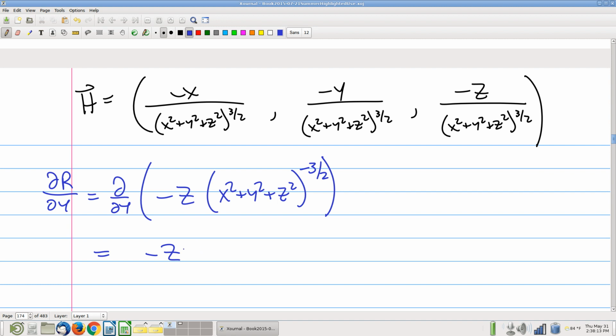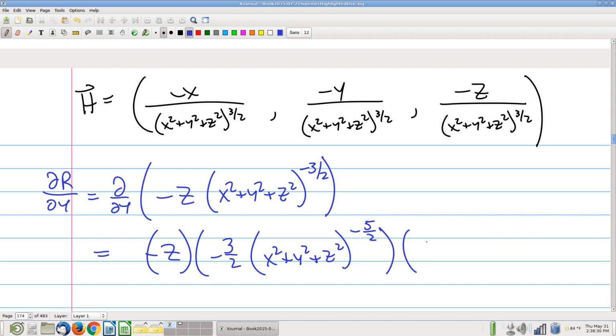The negative z just comes along for the ride because it's a constant. Now I have times negative 3/2 times (x squared plus y squared plus z squared) to the negative 3/2 minus 1, which is negative 5/2. But don't forget the chain rule. Now I've got to multiply by the derivative of the inside with respect to y, and that gives me 2y. Isn't that cool? Okay, so it's not that bad, right? So times 6. You just have to do this 5 more times.